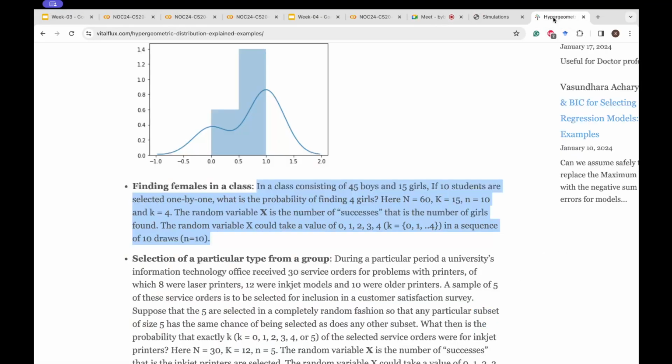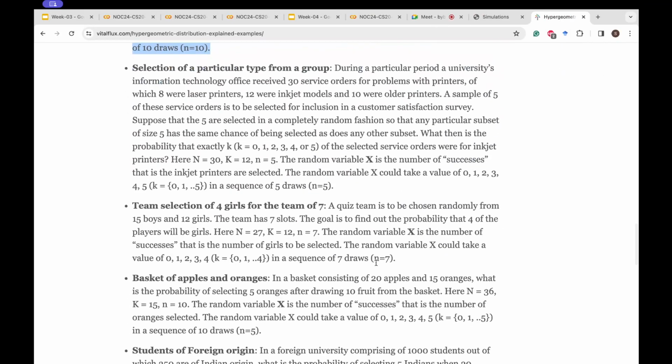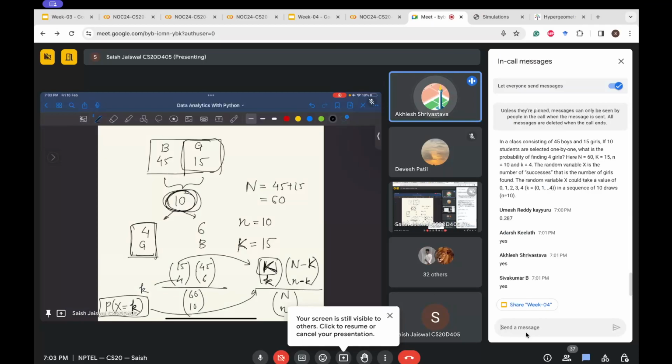Let me put this in chat. Just one doubt. These names are derived from the equations which this curve is following. Is it that? In the case of normal distribution, yes. The way this formula is will define the nature of the curve, how the curve looks.